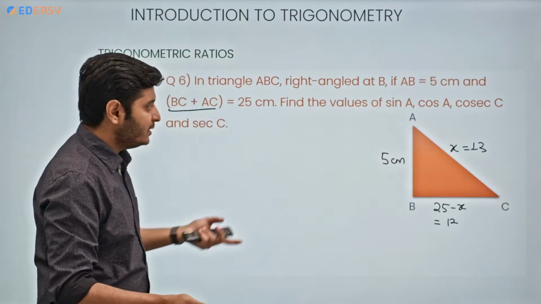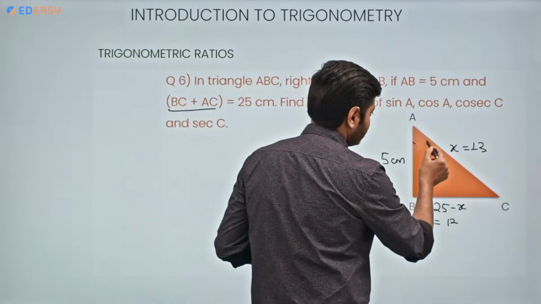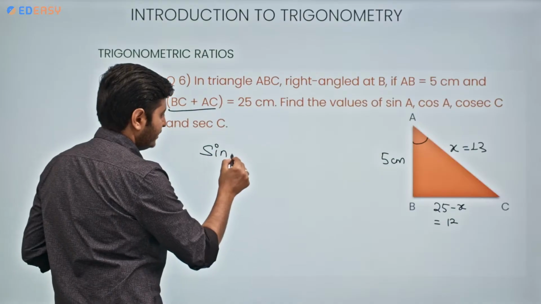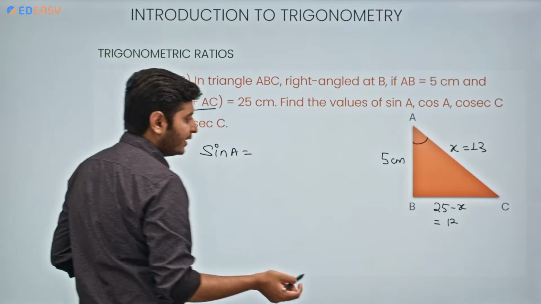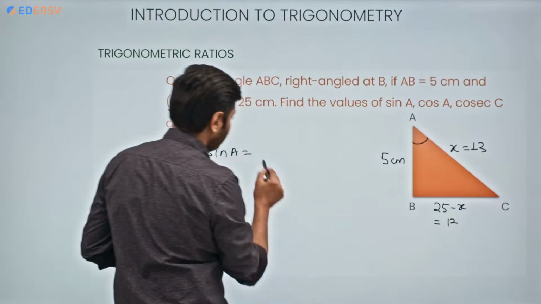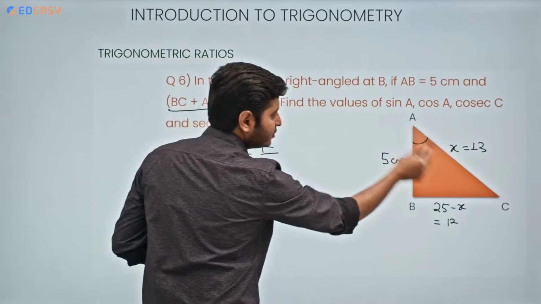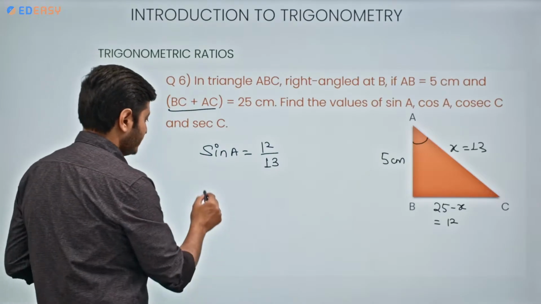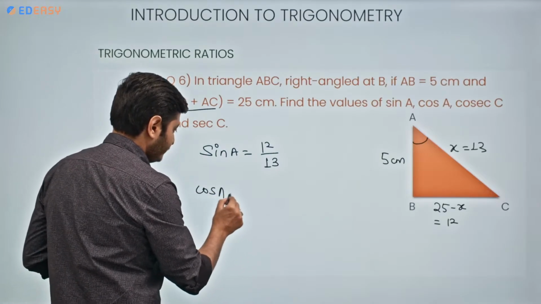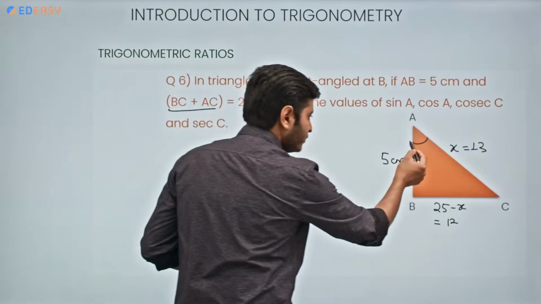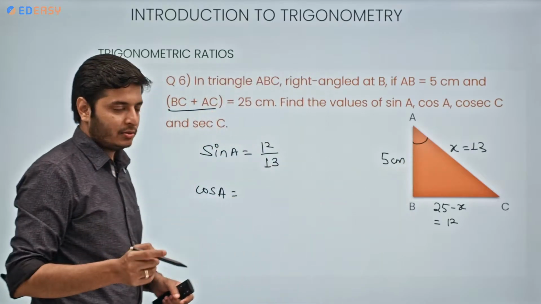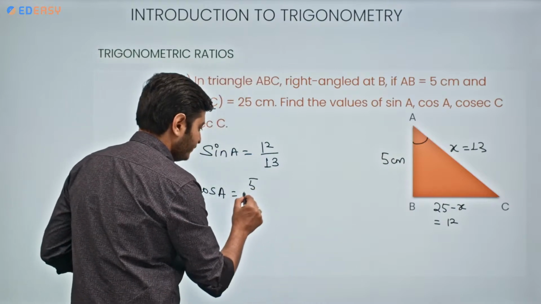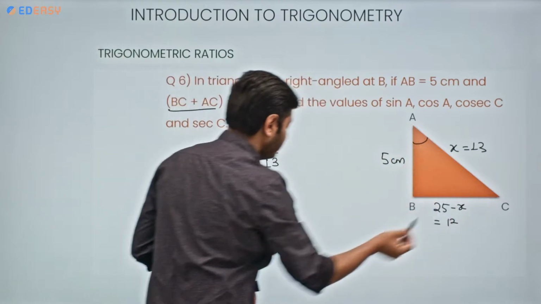Sine A, it means we are referring to this angle. Sine A is perpendicular by hypotenuse. Perpendicular 12, hypotenuse 13. Then we need to find cos A. Cos A, we are referring to the same angle, B by H, base, that is AB, 5 centimeter, by hypotenuse, again 13.